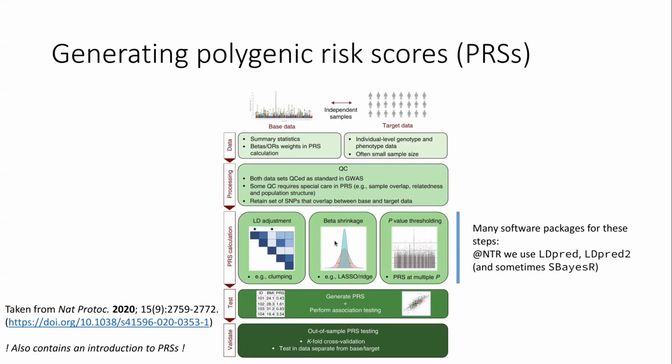It's also possible to do beta shrinkage. So that's actually a statistical method to reduce non-significant or non-contributing betas to 0. So the result is that you are left with fewer variants, but the ones that you retain are significant and have a non-zero contribution.